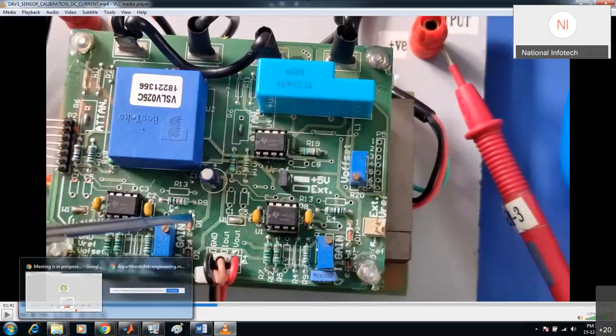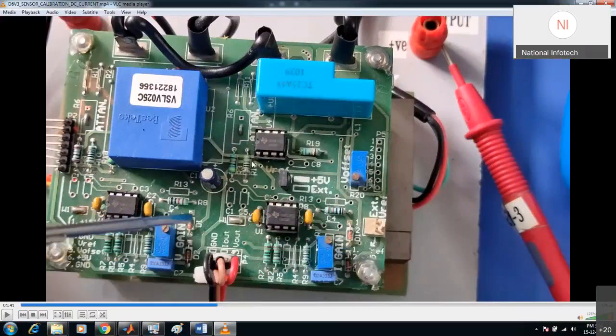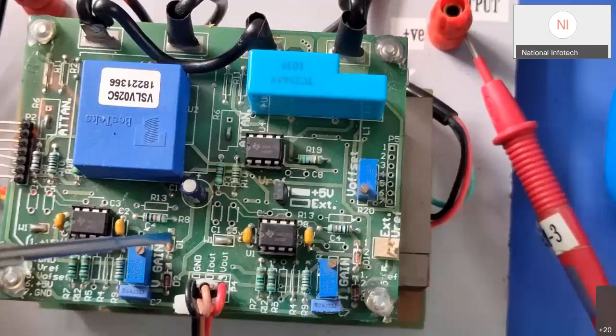Hello, am I audible to everyone? Is the screen visible? Yes, now it is visible. Earlier it was not visible. Okay, okay.